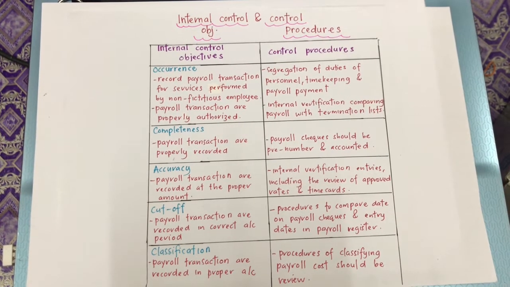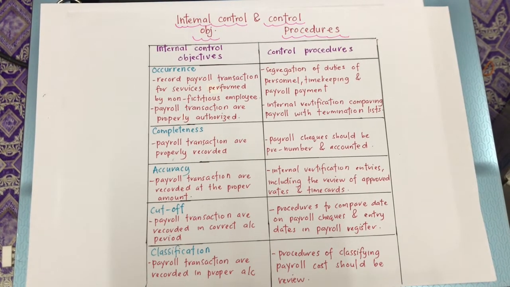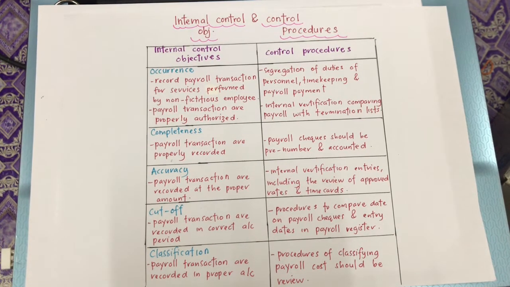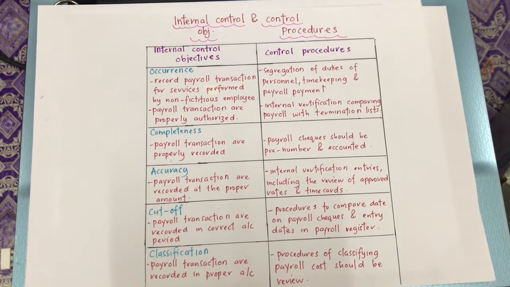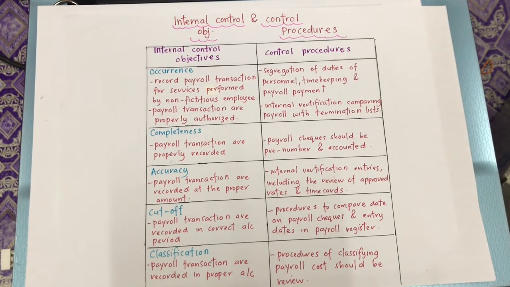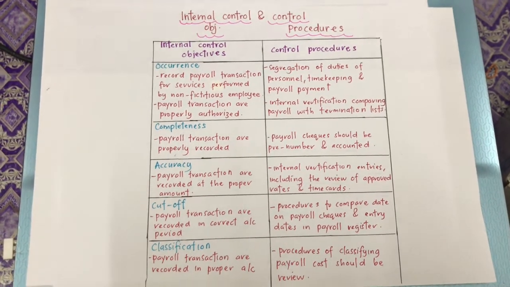The cut-off internal control objective is that payroll transactions are recorded in the correct accounting period. Meanwhile, for control procedures, there should be procedures to compare dates on payroll checks and entry dates in the payroll register. The classification internal control objective is that payroll transactions are recorded in proper accounts. Meanwhile, the control procedure is that classifying payroll costs should be reviewed.